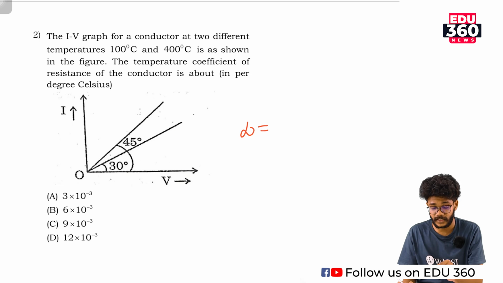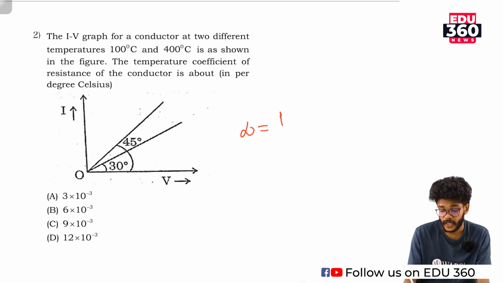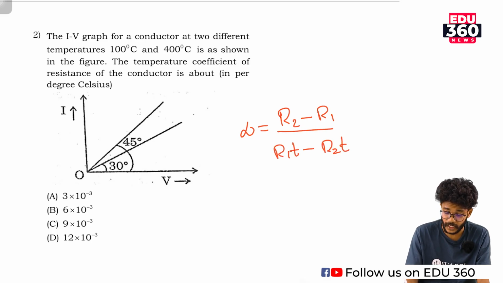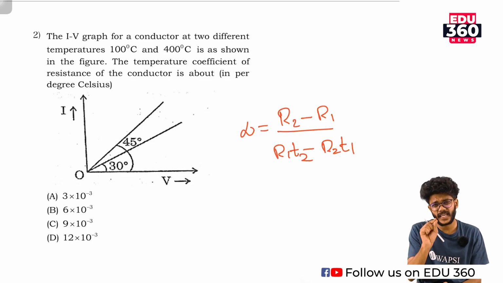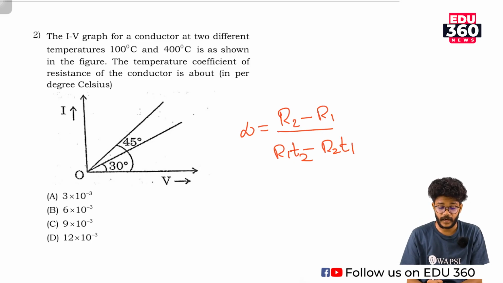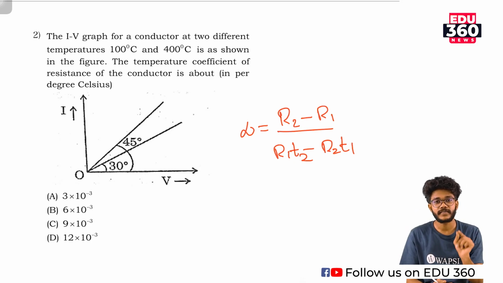Alpha is the temperature coefficient, that is equal to R2 minus R1 divided by R1 into T2 minus R2 into T1. Okay, so what is R? R is actually resistance. So we need to find the resistance of these states. Okay, the same conductor is being used and the temperature is increasing. For a conductor, when temperature increases, the resistance will increase.